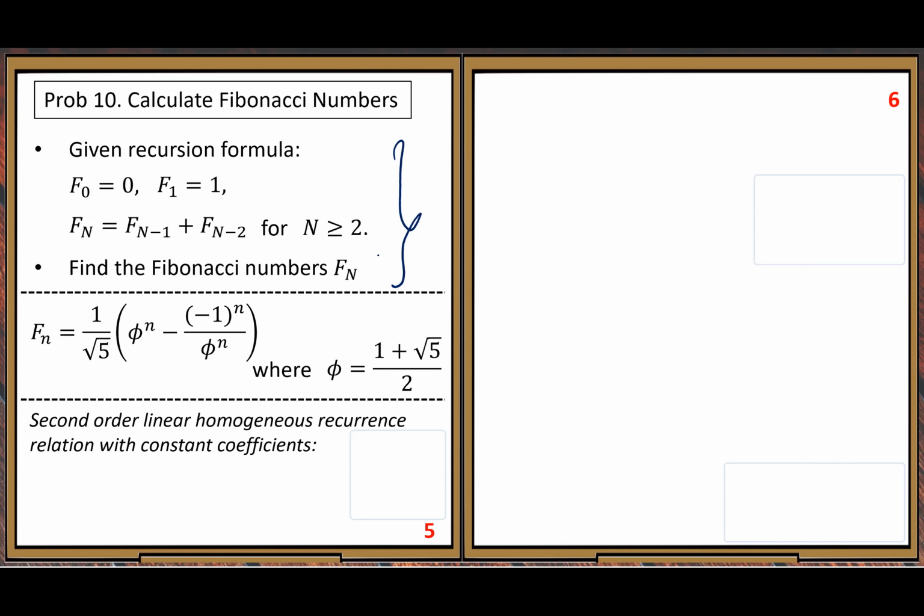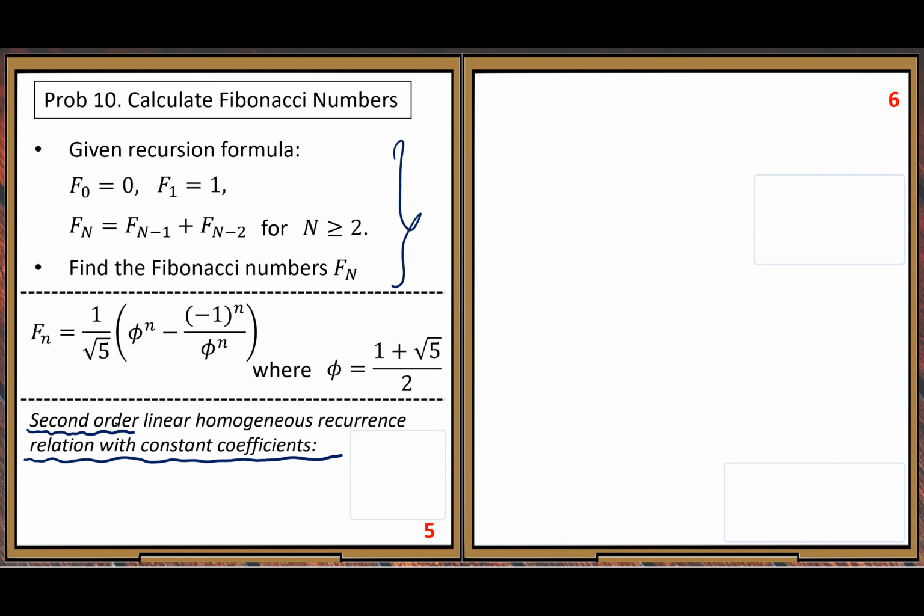Second order linear homogeneous recurrence relation with constant coefficients. So long. Let me explain why it has such a long name. First, it's a second order. So why second order, not first order?